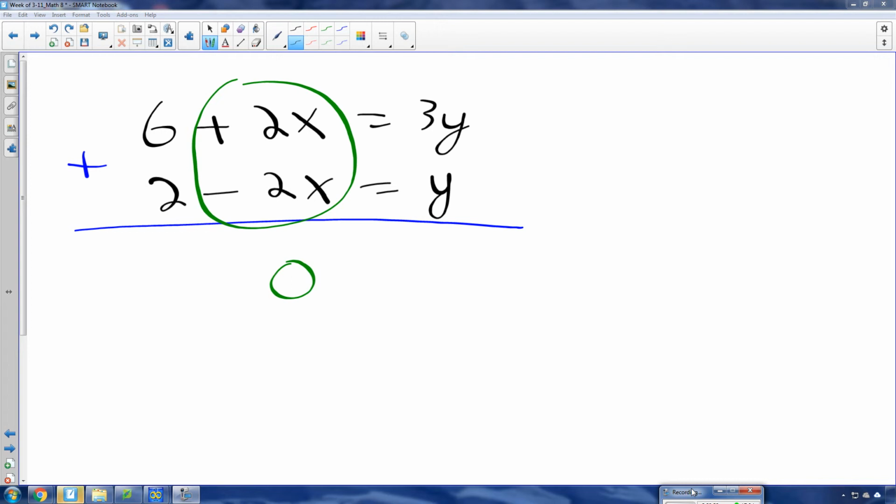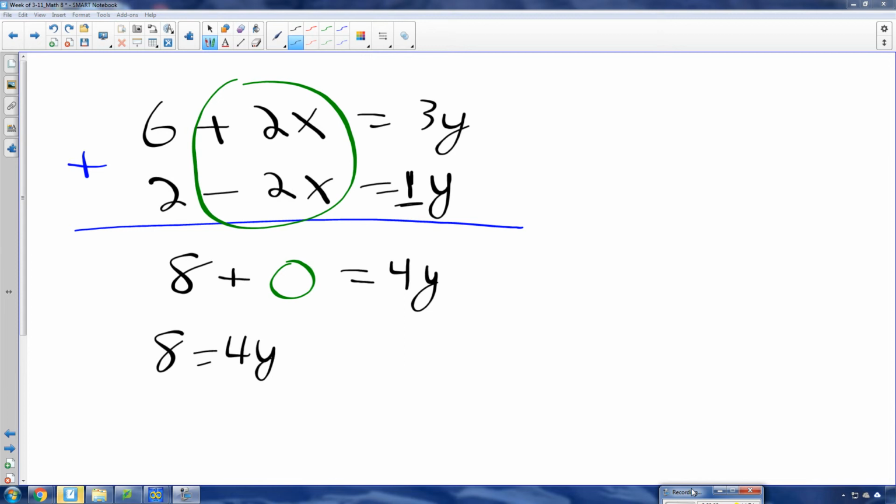So what I have is 8 plus 0 equals 4y, because there's an imaginary 1 right here, right? There's an imaginary 1. So I have 8 plus 0 equals 4y, but what's 8 plus 0? Straight up 8. Okay, so we got 8 equals 4y. I'm just solving this equation. All I'm trying to do is solve this equation.